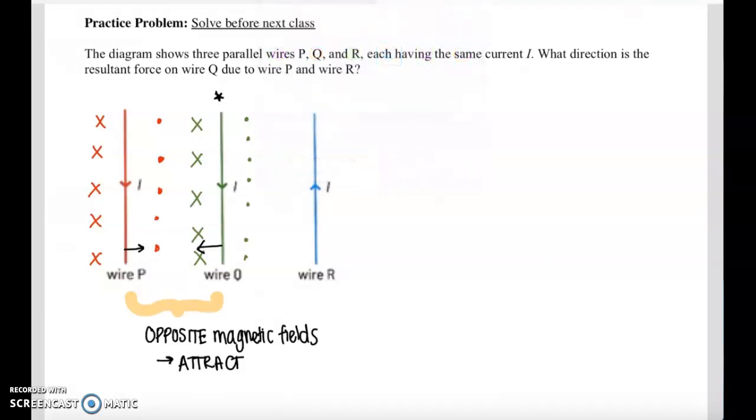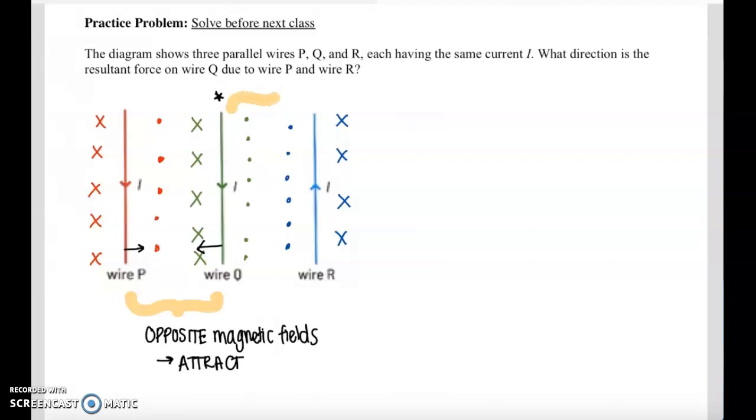Noticing that wire R has a current that's upwards. Every current carrying wire is going to create a magnetic field. I'll use my curl right-hand rule to find the direction. So I'll put my thumb upwards, curl my fingers around. That curl is going into the page on the right and out of the page on the left.